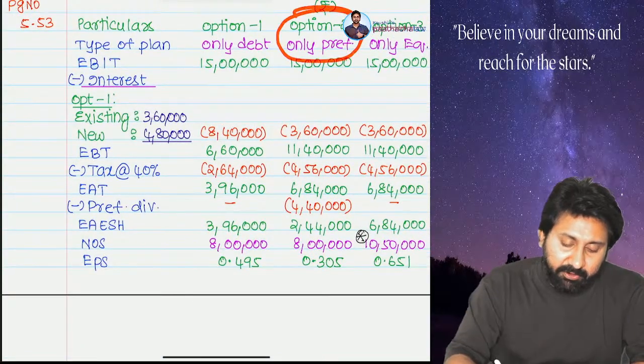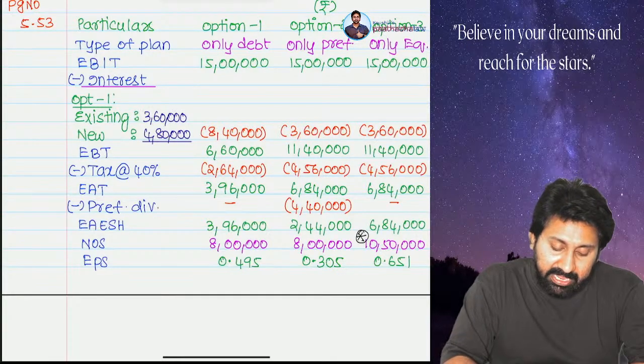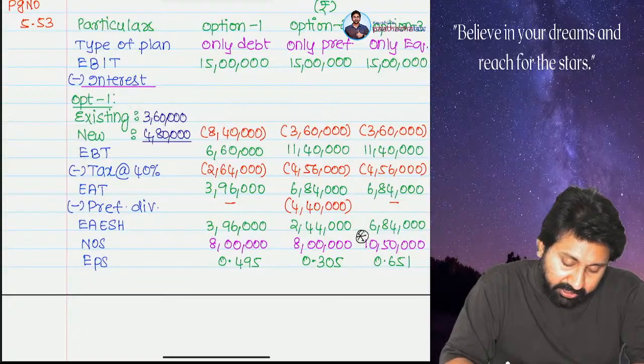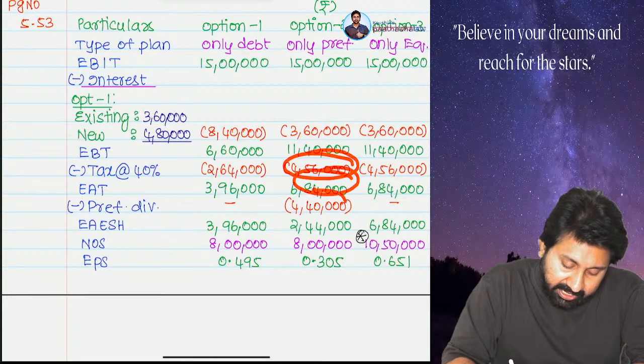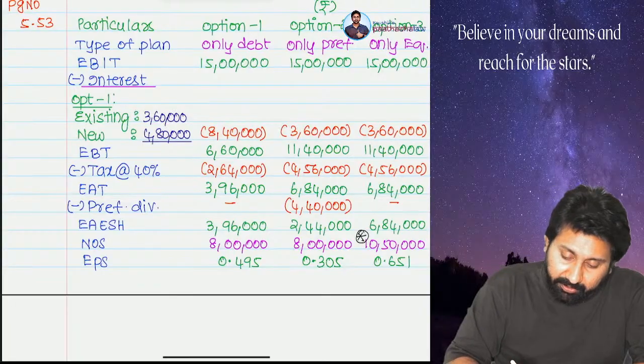Only preference, if you take: EBIT you have taken, existing debt interest 3 lakh 60 is already there, for 11 lakh 40,000, then taxation, EAT, then you deduct the preference dividend, and here EPS came to 0.305.